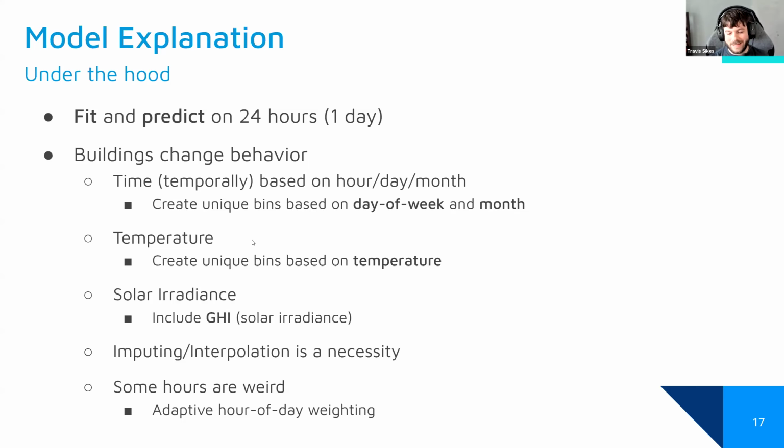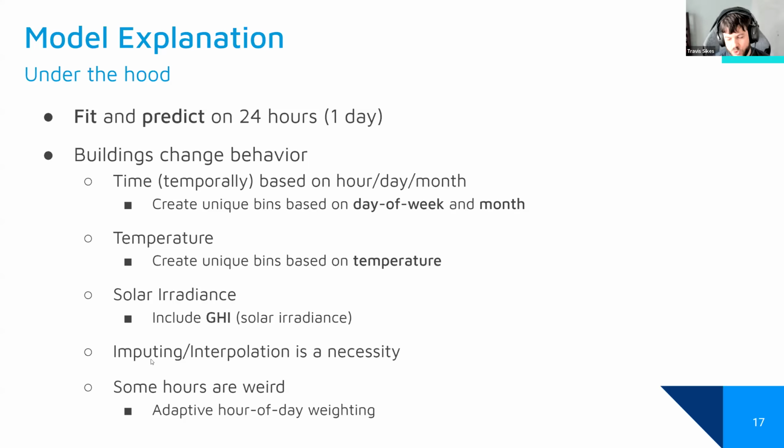Then we have temperatures, where a building is likely to use slightly less energy during moderate temperature than it is during extreme temperatures, whether that be very cold or very hot. And because of this, we create unique bins based upon the temperature. Then if you have a solar PV system on your house or on the building that you're measuring, clearly solar irradiance is going to be a key parameter here. And so we need to include GHI, or solar irradiance.